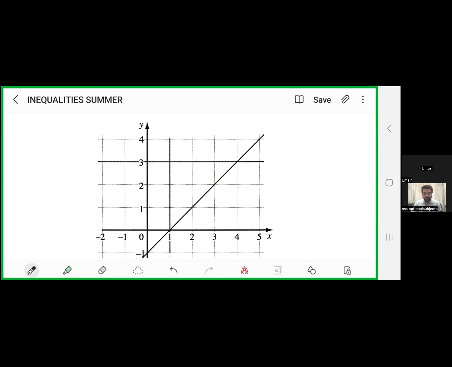So, what about this question? In this question, you have to find the inequalities which are representing this region R. This is the region R. So, we have to find inequalities.